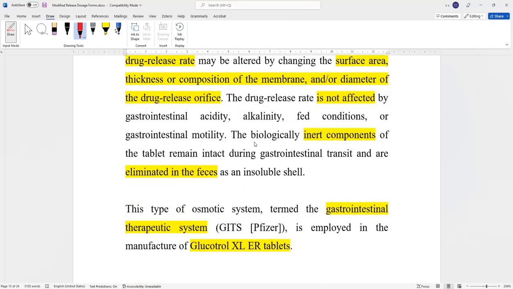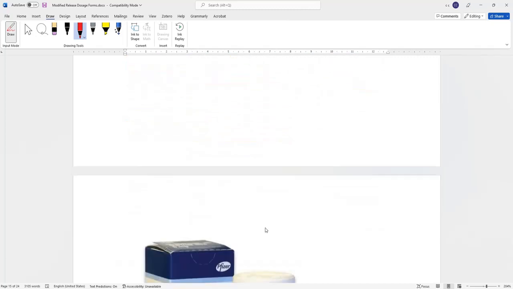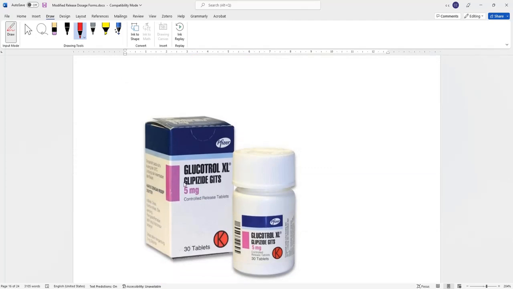طيب, the inert component, remember, will remain undissolved and it will be eliminated in the feces as insoluble shell. معناته, what do you need to tell the patient? You need to tell the patient that you might see the shell in your stool. Don't be afraid, this is a ghost. Okay, a ghost shell. طيب, example منه اللي هو glibizide tablets.